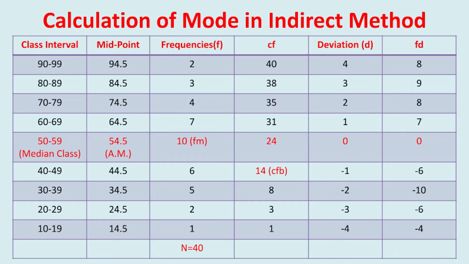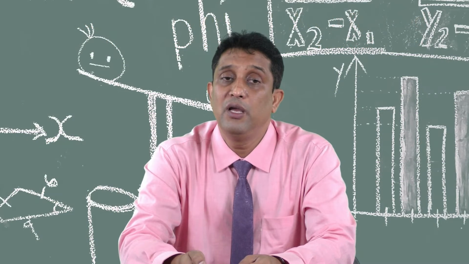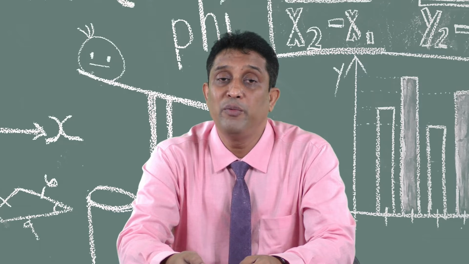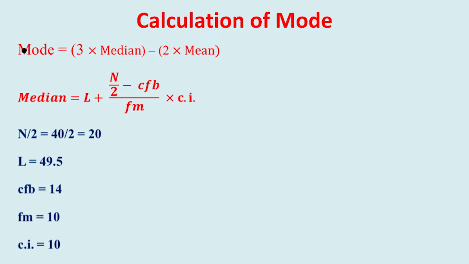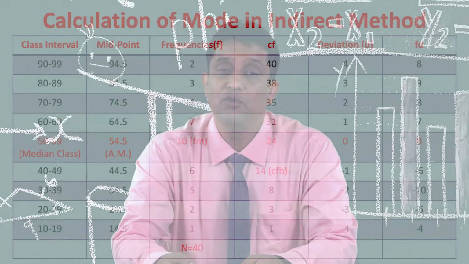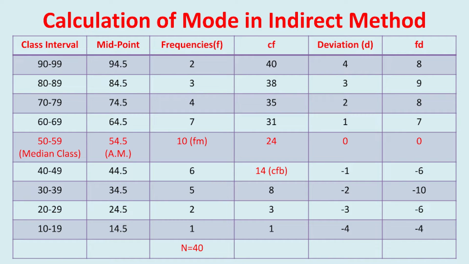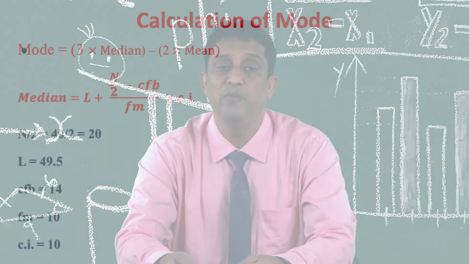So in one table we have calculated the required values for calculating median as well as mean, because indirectly we have to reach the mode by using the value of median and the value of mean. So here you see the formula for median: L plus (n by 2 minus cumulative frequency below the median class) upon frequency of the median class, into CI, the size of the class interval. So n by 2, n is 40, the total number of cases, by 2 is 20. So the 20th item falls in the class of 50 to 59. So the lower limit of that class is 49.5. So that's why L is 49.5.